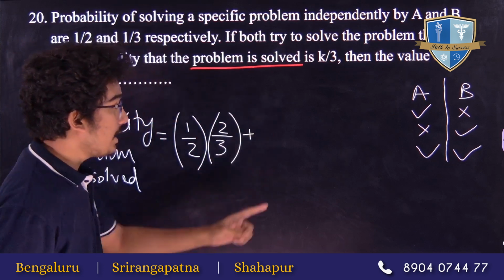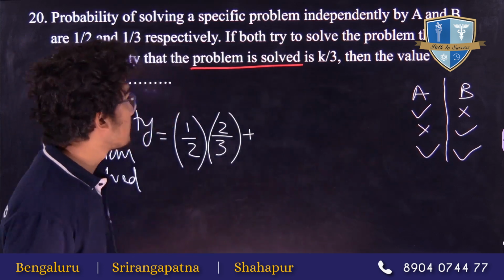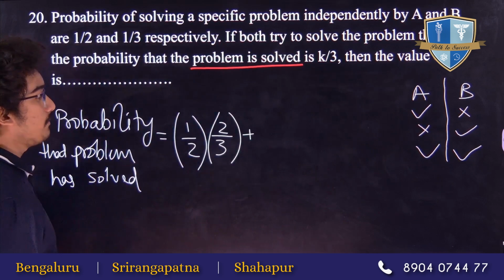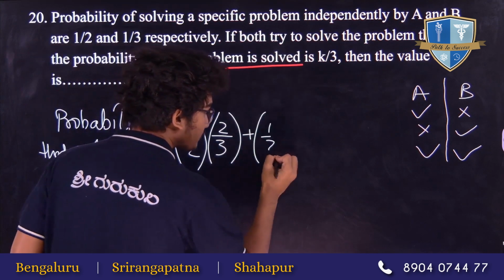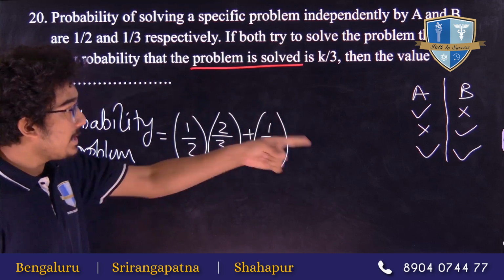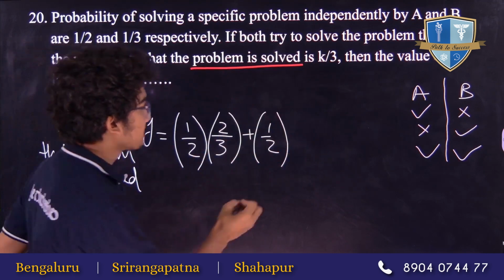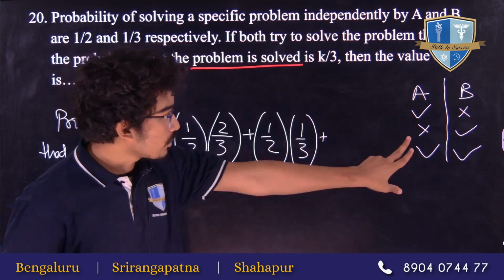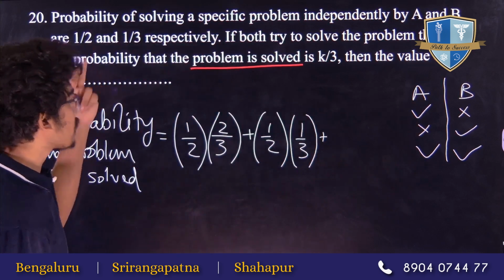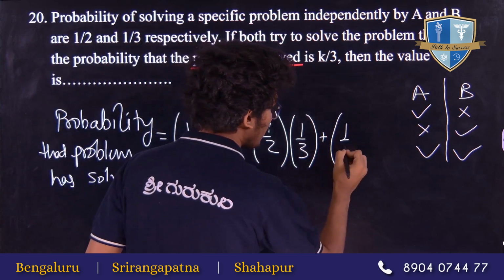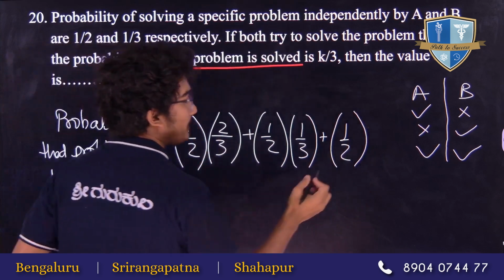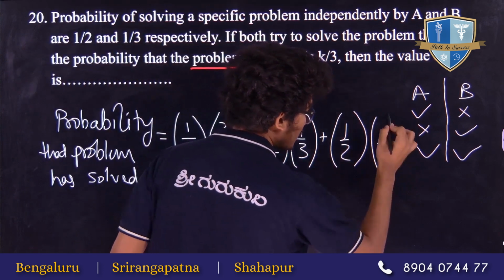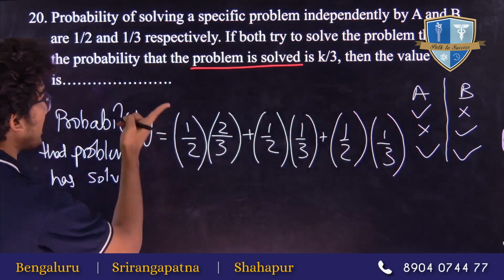Plus when A have not solved the problem and B have solved the problem. So probability that A have not solved the problem will be 1 by 2 again. And probability that B have solved the problem is 1 by 3. Plus when both of them have solved the problem means probability of A solving the problem is 1 by 2. And probability of B solving the problem is 1 by 3. So this is our total probability and this is given as K by 3.